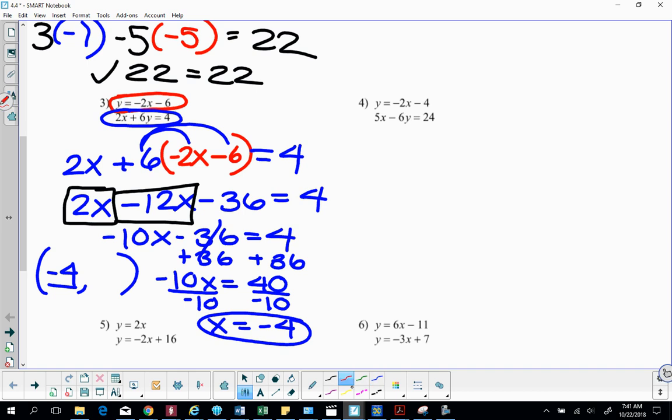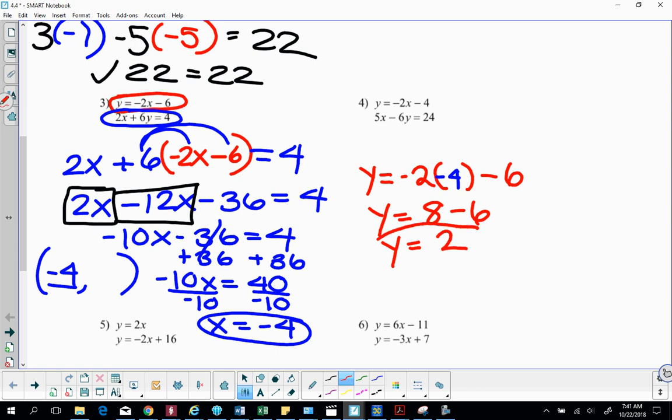Then I'm going to write over here. I'm going to rewrite my second equation because I want to solve for y. But instead of x, what do we get x equal? In this first one, negative 4. Then I'm going to solve. So I have y equals, what's a negative 2 times negative 4? Positive 8 minus 6. 8 minus 6 is what? 2. So I know my solution is negative 4 comma 2.